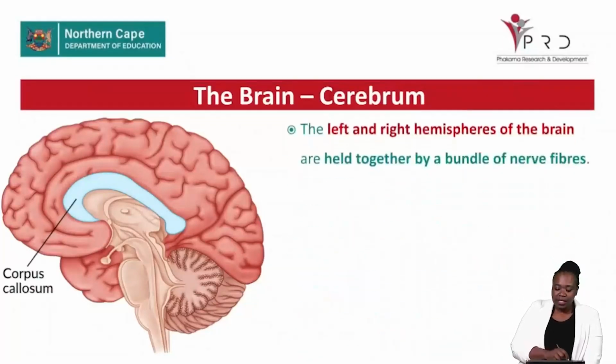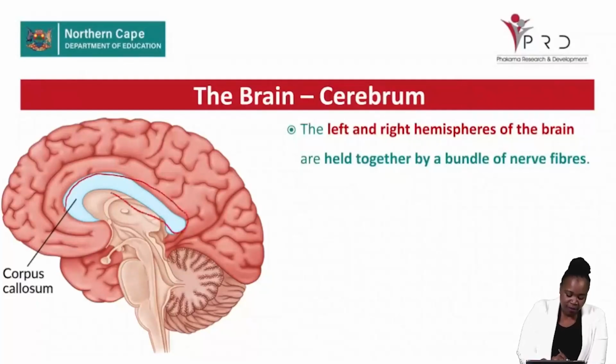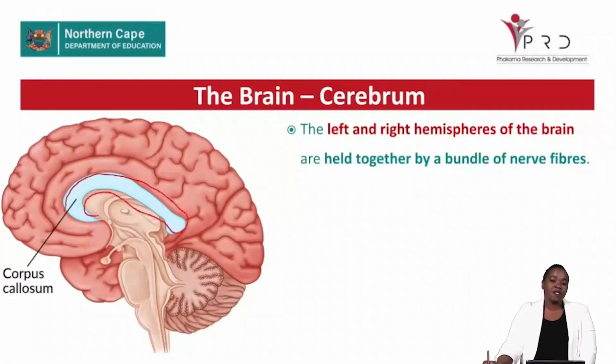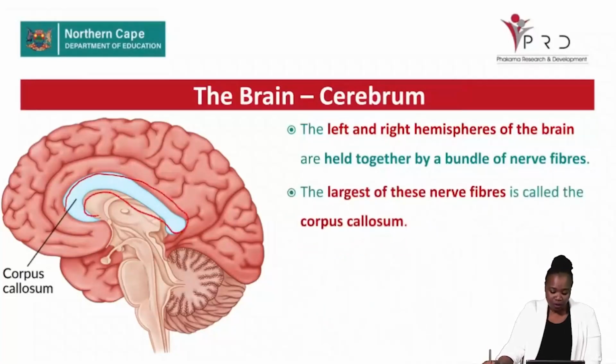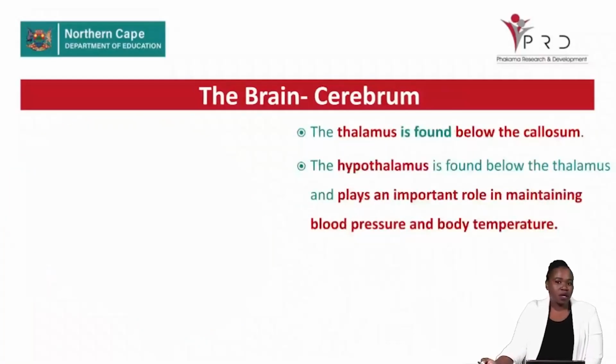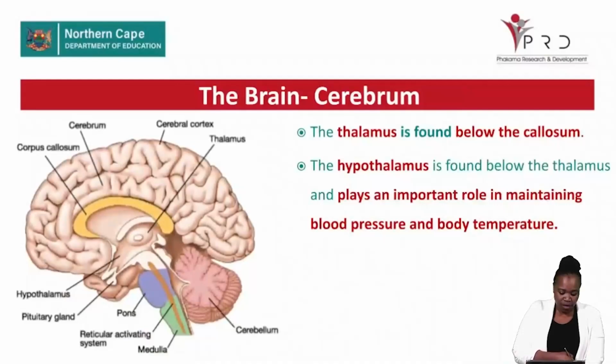Okay. And these two hemispheres are held together by a bundle of nerve fibers, and those bundle of nerve fibers make up what we call the corpus callosum, right? So the largest nerve fiber is the corpus callosum. What does this corpus callosum do? It connects the left hemisphere with the right hemisphere. So it brings those two hemispheres together. Right, let's move on to the other parts.